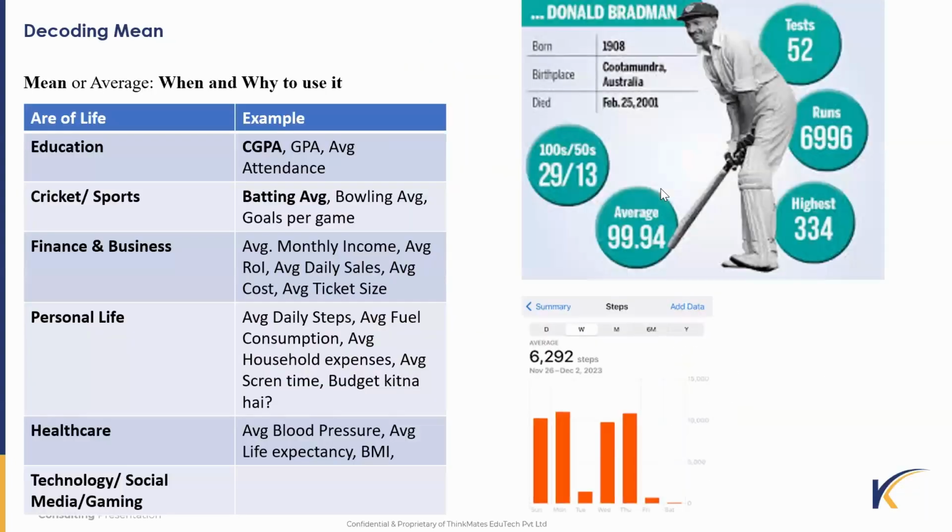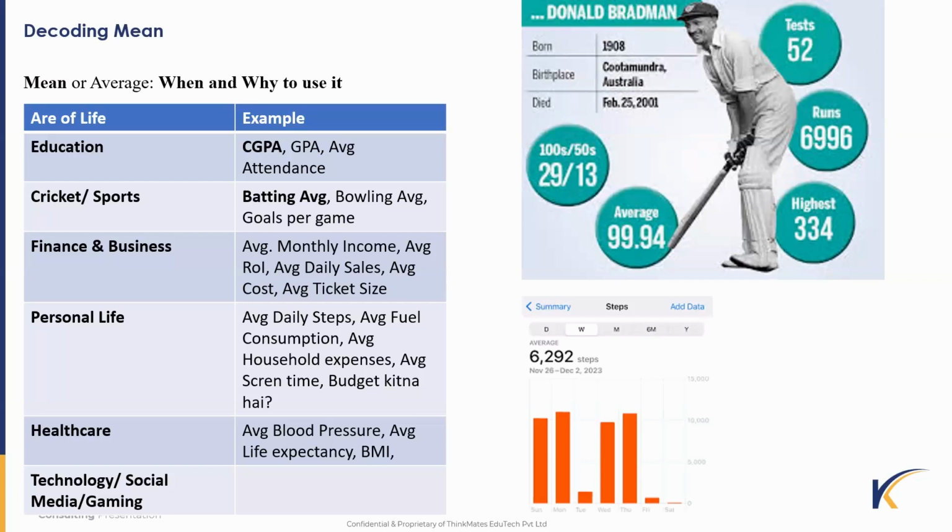So let's first attack the concept of mean or average. First question to all of you. I have obviously written a few examples. First is to understand mean or average, why it is important, when and why to use it. In our daily life, in different aspects, we use this concept of average. In education, we use CGPA. Our entire mark sheet has CGPA, GPA, average attendance. Average, right? The word CGPA is nothing but, what is CGPA, guys?